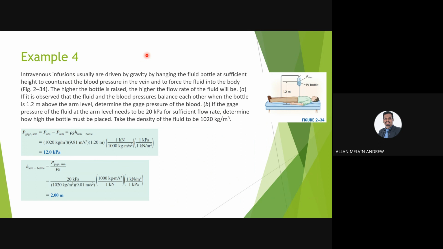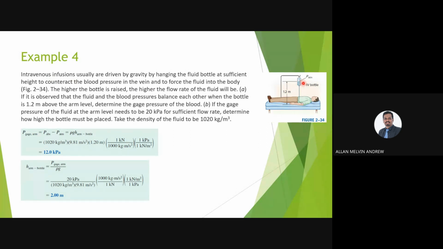Okay, example number 4. Intravenous infusions usually are driven by gravity by hanging the fluid bottle at sufficient height to counter-react the blood pressure in the vein and to force the fluid into the body. This is how the intravenous works, like in the photo.